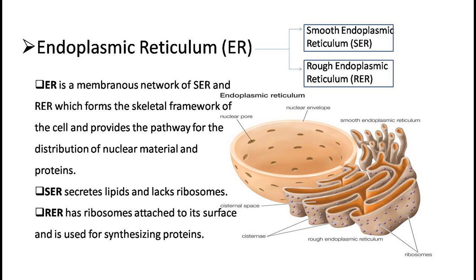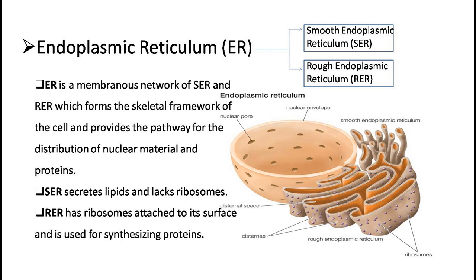First, let us look at the Endoplasmic Reticulum. It is also known as the ER. It is a membranous network of smooth endoplasmic reticulum and rough endoplasmic reticulum, which forms the skeletal framework of the cell and provides the pathway for the distribution of nuclear material and proteins.